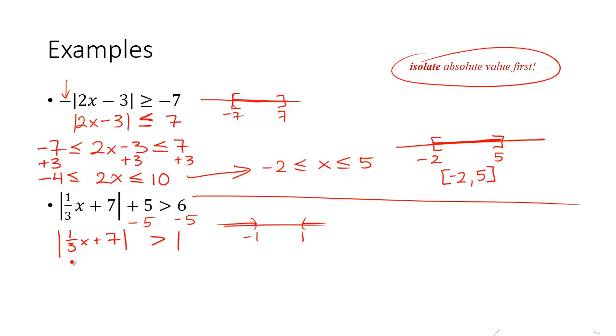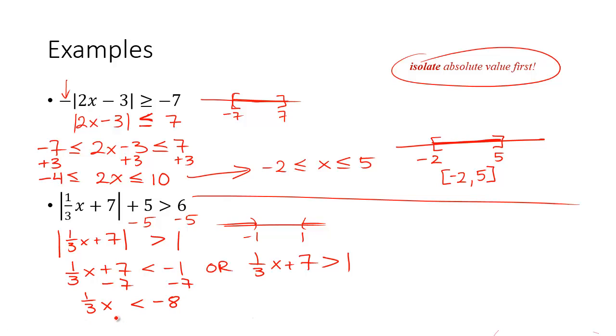So let's break it up into two equations. We've got 1/3 x plus 7 could be less than negative 1, or 1/3 x plus 7 could be greater than 1. Now we can solve both of those inequalities. Subtract 7, is negative 8. Multiply both sides by 3, and we get negative 24. Subtract 7, negative 6. Multiply both sides by 3, and we get negative 18.